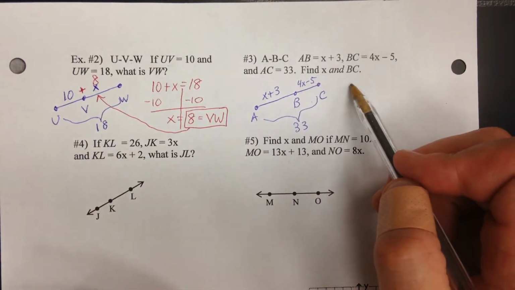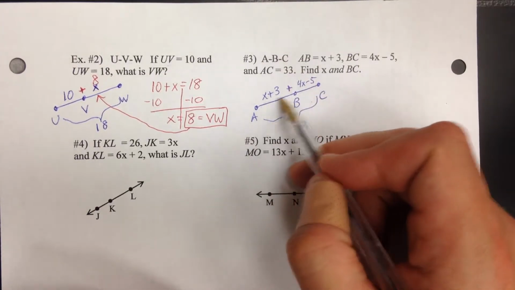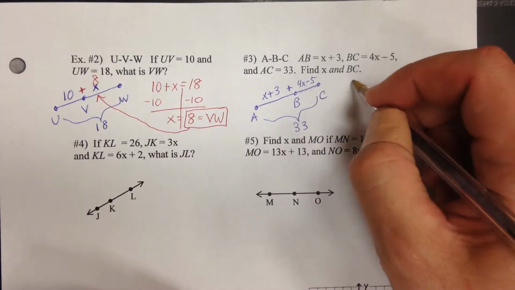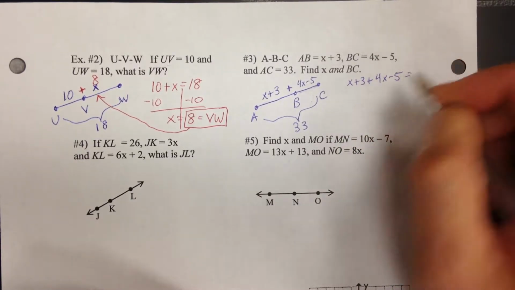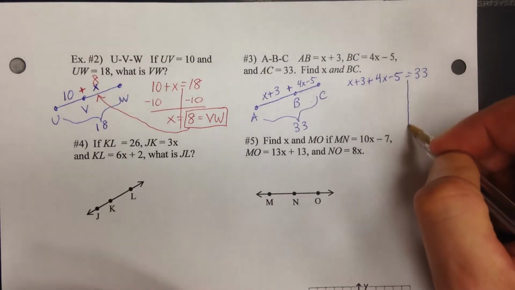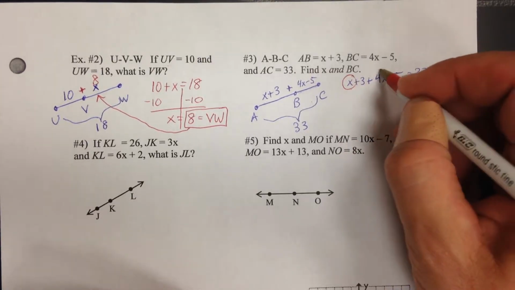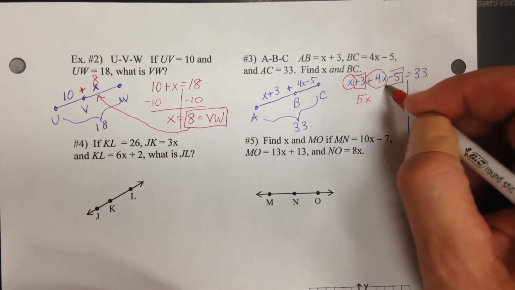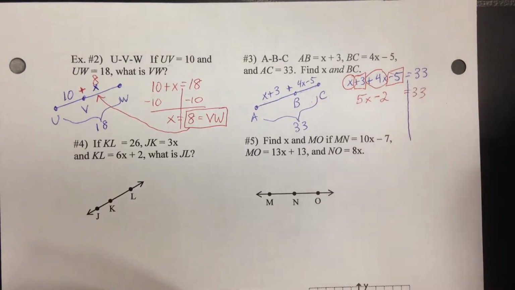So we're going to find two things here. Now, the segment addition postulate says if you add the parts, you have to get the whole thing. So we're going to make an equation. X plus 3 plus 4x minus 5 equals the whole thing, which is 33. And now we're going to solve. Let's combine like terms. So you have a 1x plus a 4x, that's 5x. Then you have plus 3 minus 5. 3 minus 5 is negative 2, equals 33.